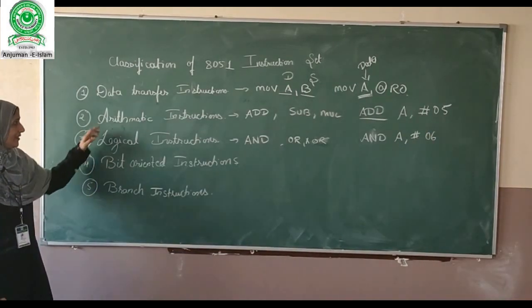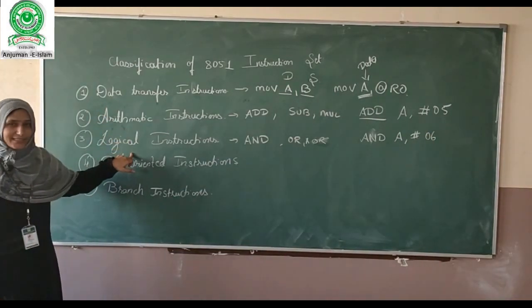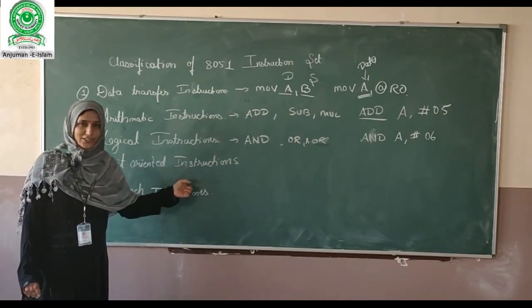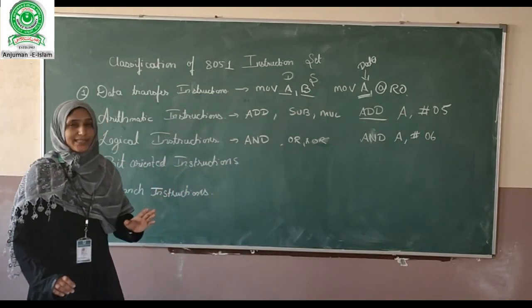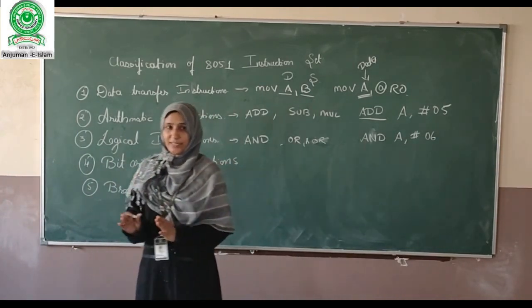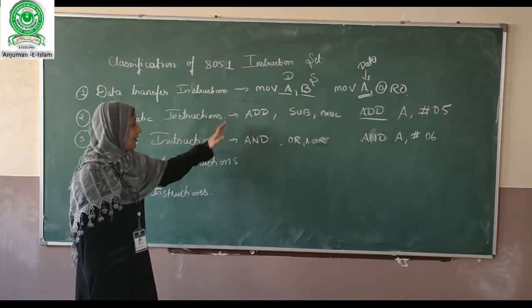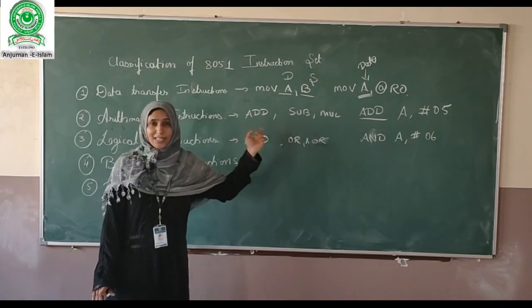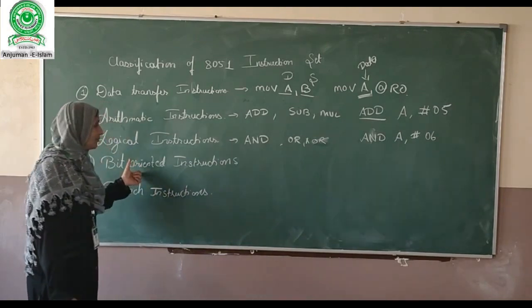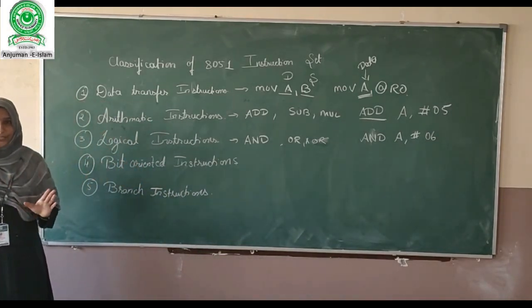So now we have seen the data transfer, arithmetic and the logical instructions. Now next, coming up to the bit oriented instructions. Now these bit oriented instructions are completely related to one single bit. The earlier operations perform on bytes. A byte is nothing but a group of 8 bits, whereas here this works on a single bit.